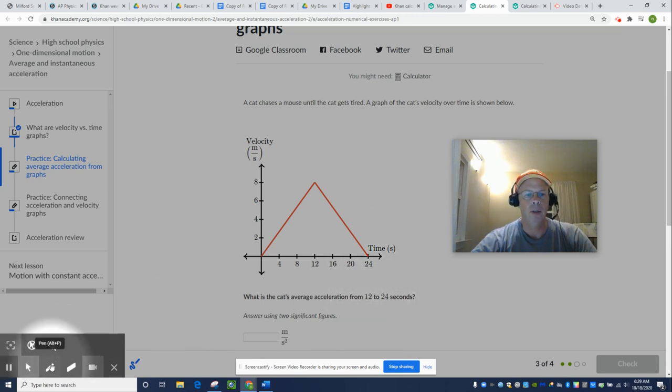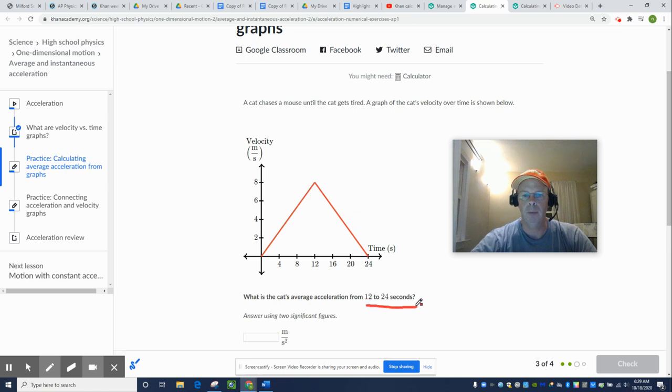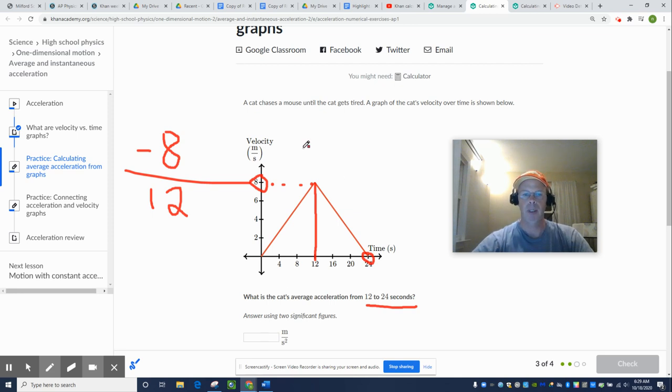Notice Khan likes to chop it up into different time intervals, so we're actually only interested in the second half of this graph. We start at 8 meters per second right here, and we end at 0 meters per second. So the change is -8. Pardon my sloppiness, and it takes 12 seconds. And we can get our happy confetti now.